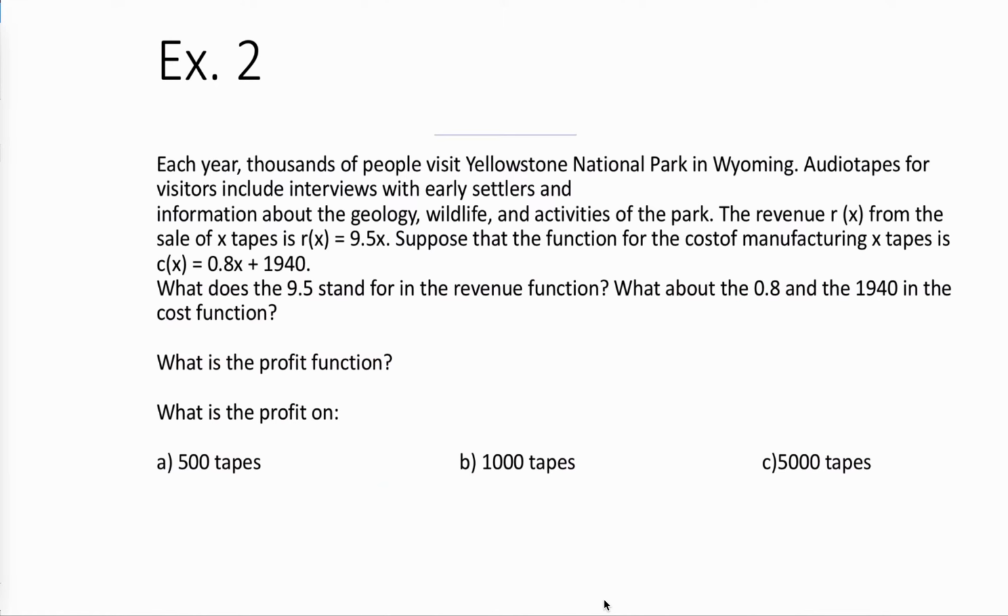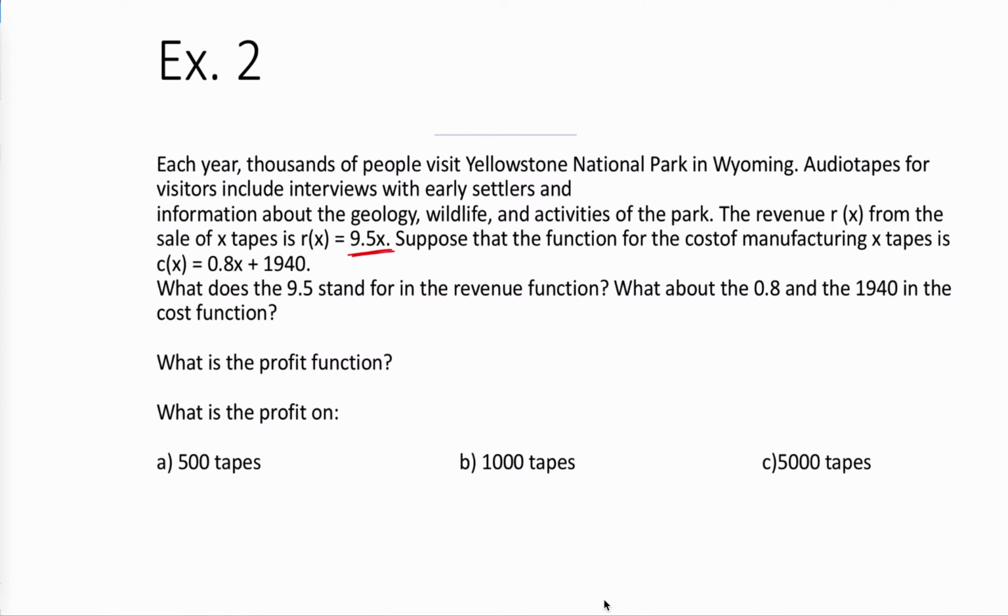Each year, thousands of people visit Yellowstone National Park in Wyoming. Audio tapes from visitors include interviews with early settlers and information about the geology, wildlife, and activities of the park. The revenue R of x from the sale of x tapes is R of x equals 9.5x. Suppose the function of the cost of manufacturing x tapes is C of x equals 0.8x plus 1940. What does the 9.5 stand for in the revenue function?